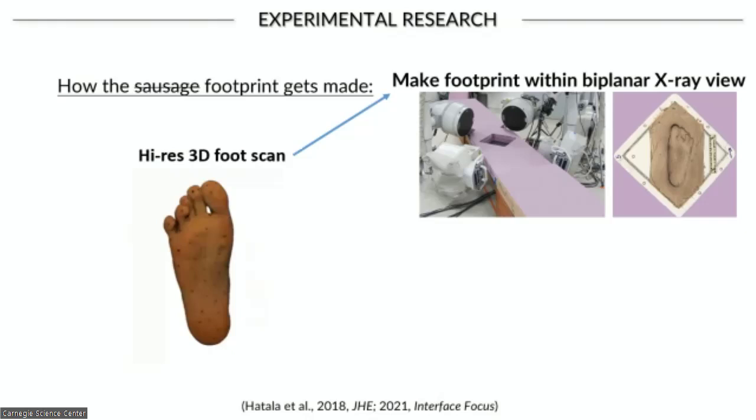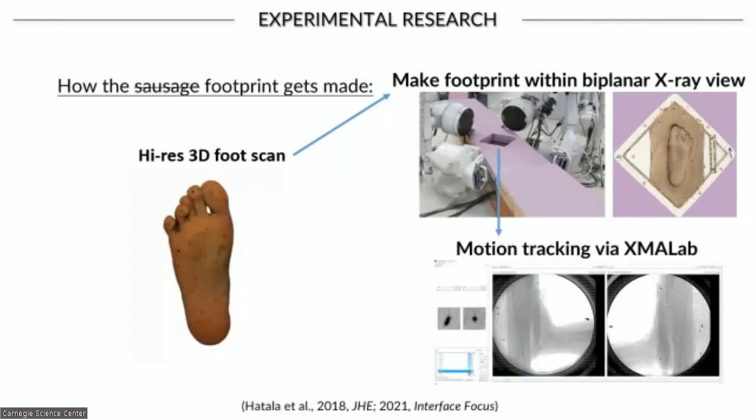So biplanar meaning you're capturing X-rays from 2 different sort of overlapping fields. People make a footprint in that space where we can capture biplanar X-ray video. We also then take a high-resolution 3D scan of the footprint that they make. Using custom software, we can then accurately track the 3D motions of the foot while it made that specific footprint.